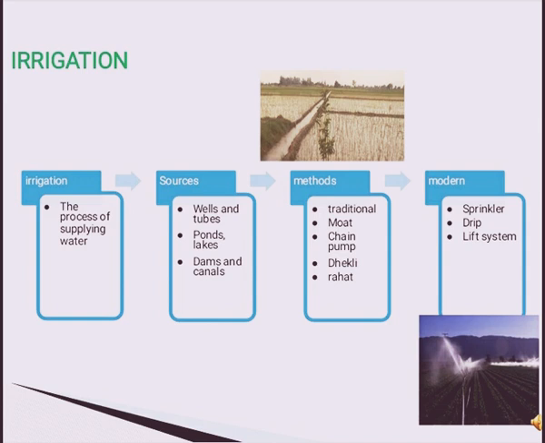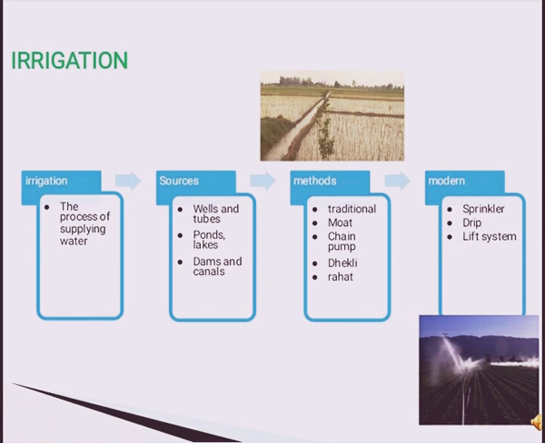Once the soil is prepared, the seed is sown. It can be done by 2 different methods: manually by using hands or broadcaster, and secondly by using seed drillers. Once the seed is sown, a proper amount of water has to be provided to the crops. The process of supplying water to the crops is called irrigation. The different sources of irrigation are wells, tubes, ponds, lakes, etc.